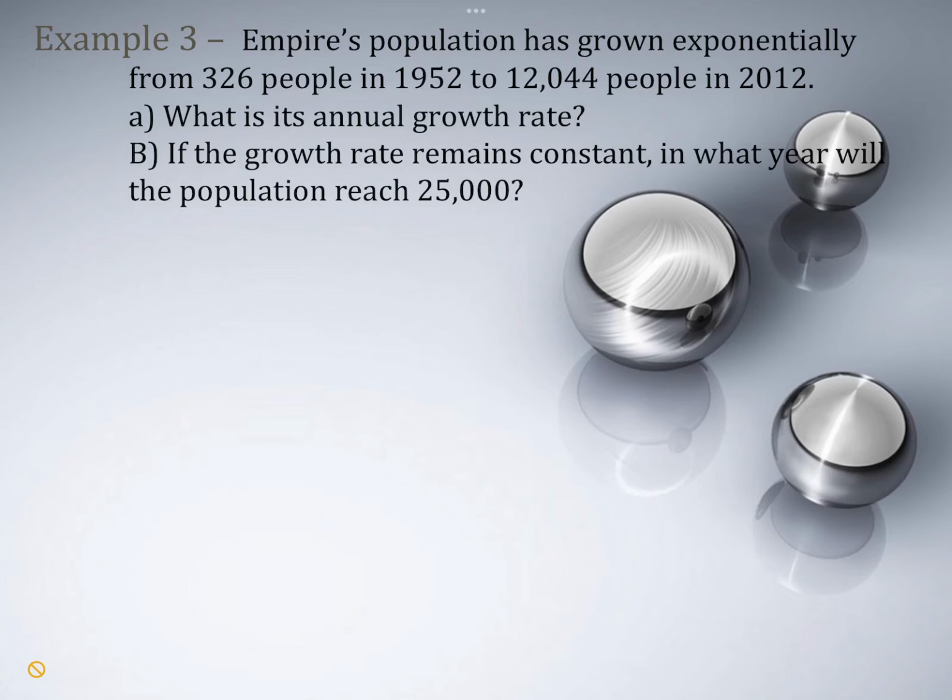Example 3: Empire's population has grown exponentially from 326 people in 1952 to 12,044 people in 2012. So it actually grew exponentially since that time has already passed. We want to find part A right here, our annual growth rate. So to find our annual growth rate, we have to first start with our formula. So N of t equals N0 e to the rt, and plug in what we know. So think about it. Our N of t is our ending. So our N of t is going to be our 12,044.